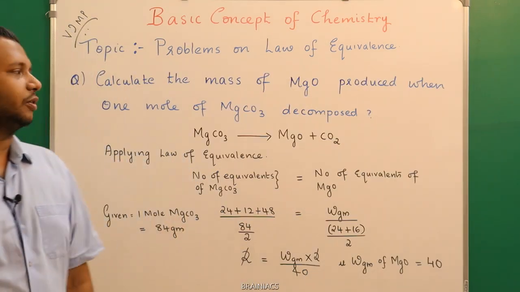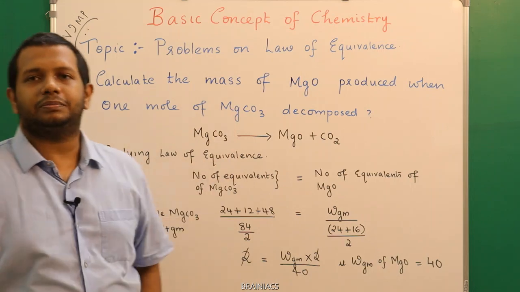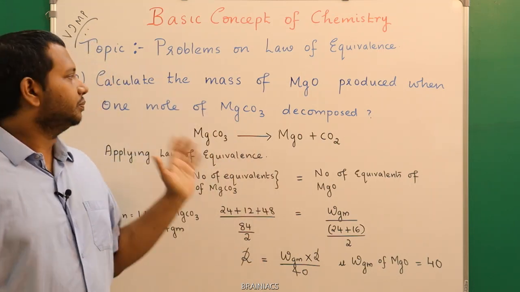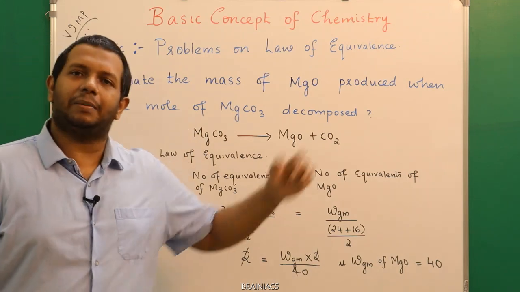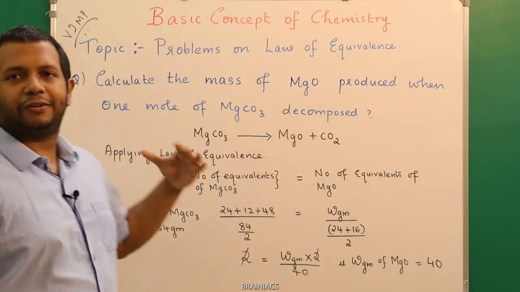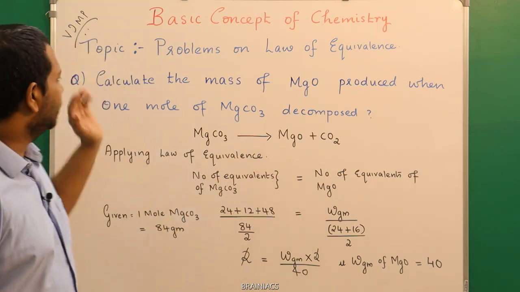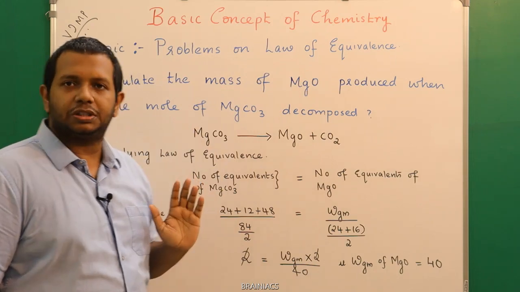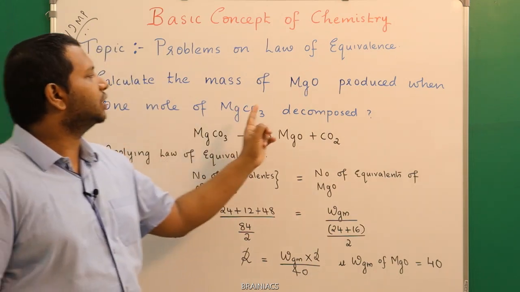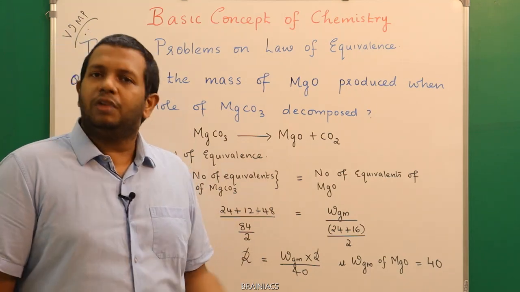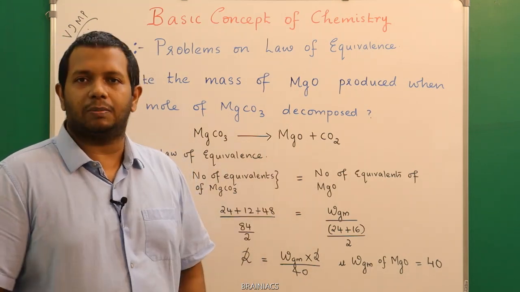Hi students. So next we are going to discuss a problem on law of chemical equivalence. So it's a simple question, but I am again showing you how to apply the law of chemical equivalence. So we will verify with both methods. Okay. So just read the question. Calculate the mass of magnesium oxide produced when 1 mole of magnesium carbonate decomposed. No equation, nothing is given. Okay. We don't need any equation if you apply the law of chemical equivalence.